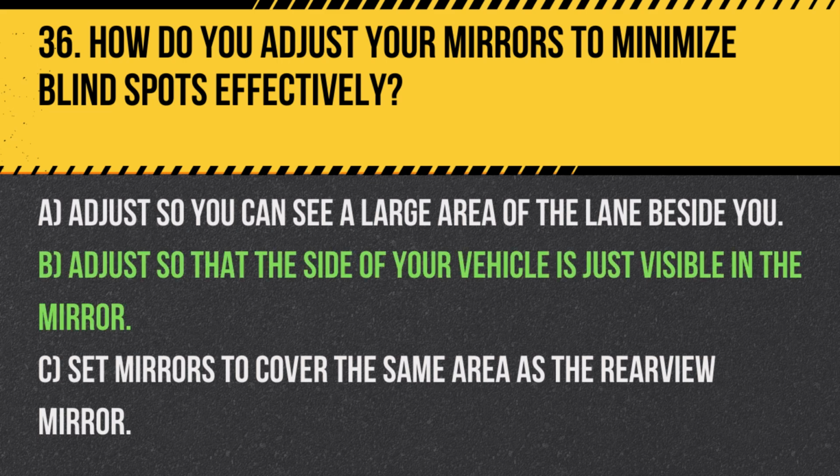Answer. B. Adjust so that the side of your vehicle is just visible in the mirror. This setting helps reduce blind spots by giving a wider view of the road beside and behind you.